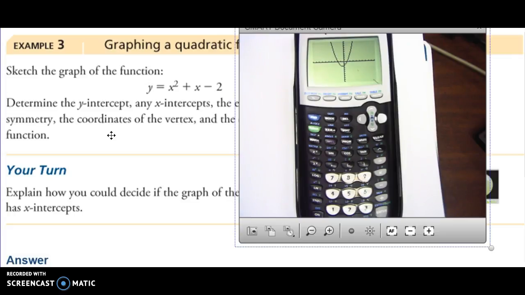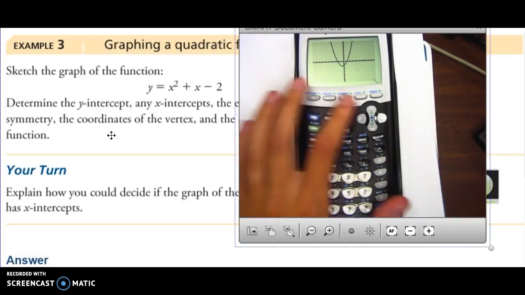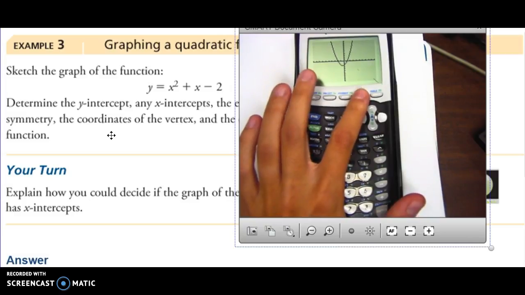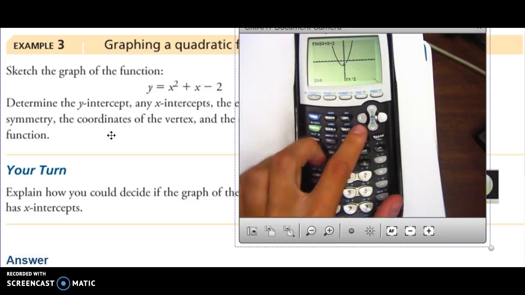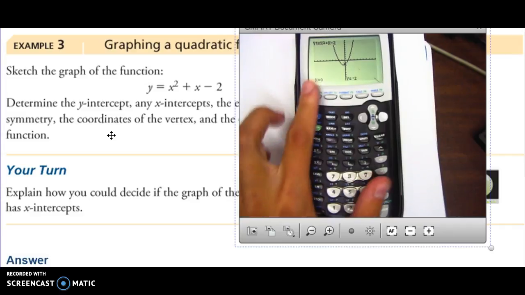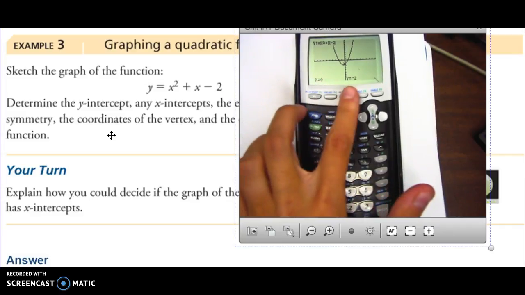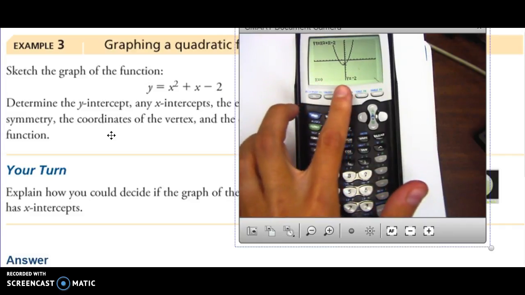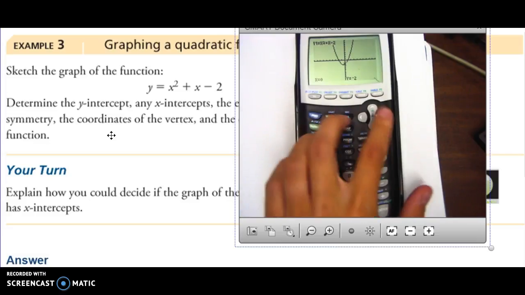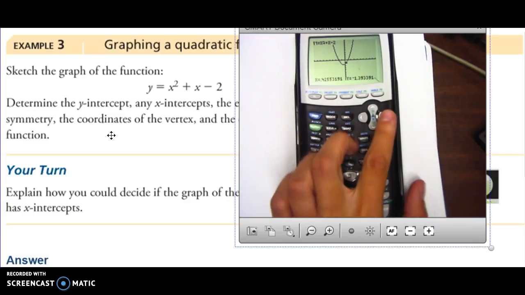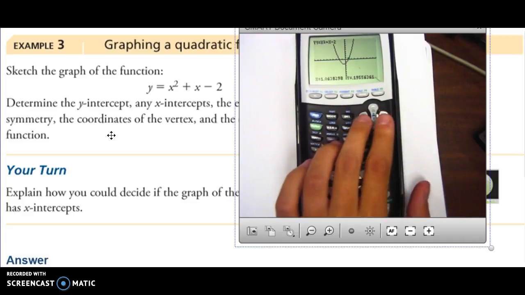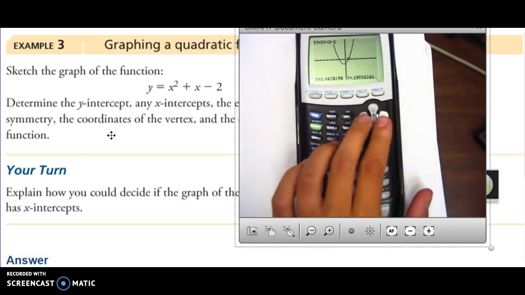If we want to find our y-intercept, we can hit the trace button. Right when we hit the trace button, it shows us that if x is 0, y is equal to -2. So that is our y-intercept. And we can move the arrows and get along the x-axis to find our x-intercepts.